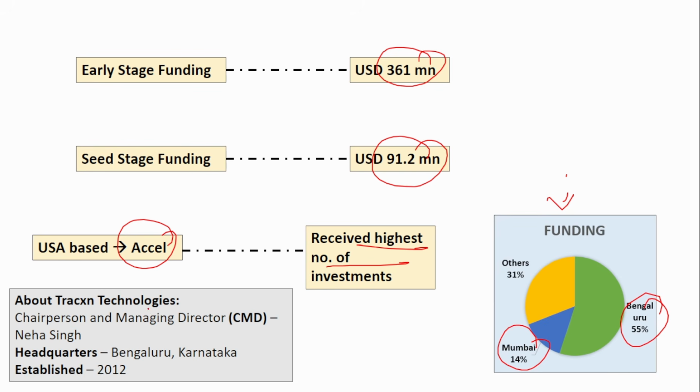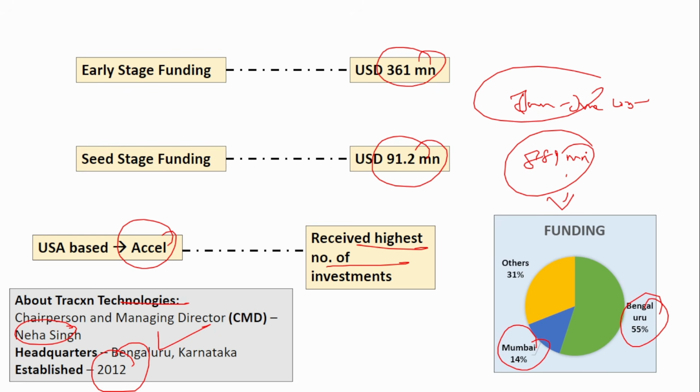About Traxon Technologies, the chairperson and managing director is Neha Singh. It is headquartered in Bengaluru, established in 2012. In this, you just have to remember the top three, and you should know the total amount India received in the first half, from January to June 2025, which was 889 million. This alone you have to remember, that is it.